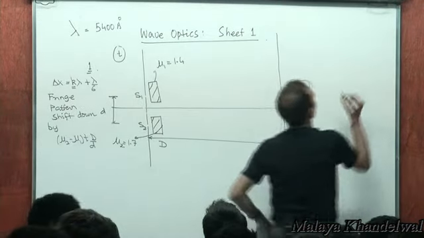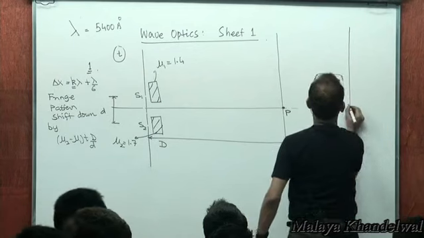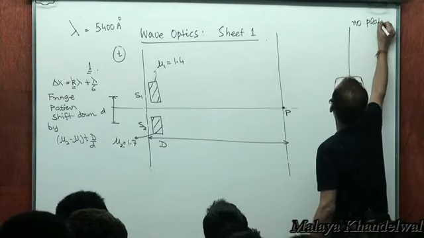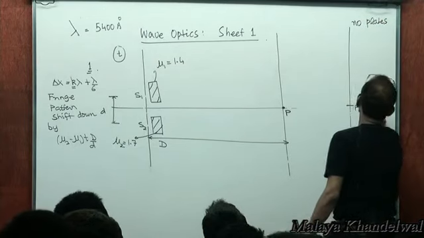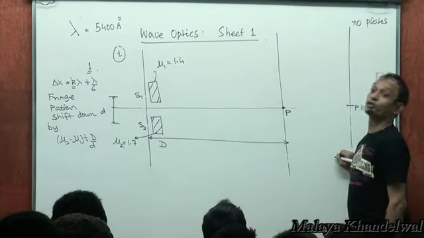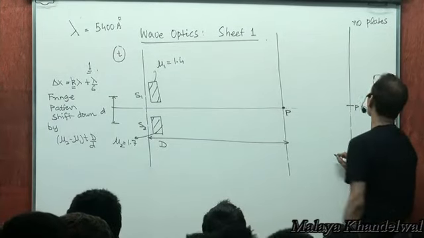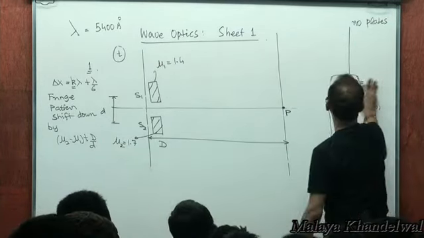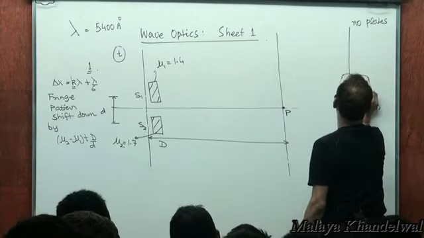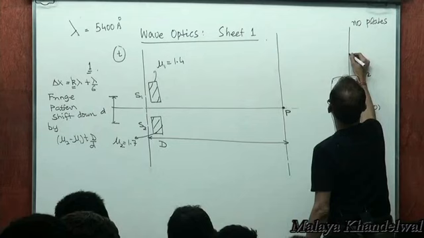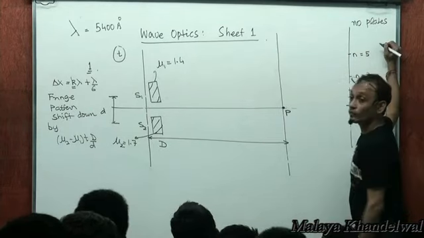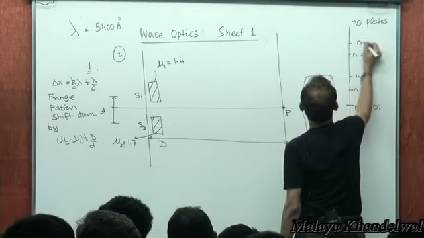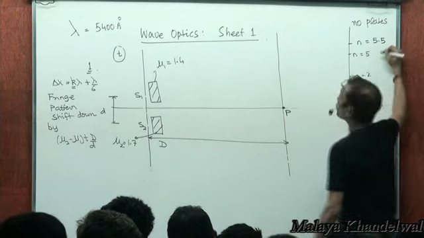See, when there were no glass plates, then at P, you saw a central maximum, a zeroth order bright fringe. Then there was n equal to 1, a first order bright fringe, n equal to 2, n equal to 5 was the fifth maximum. This was the fifth maximum, and n equal to 5.5 was the sixth minimum.